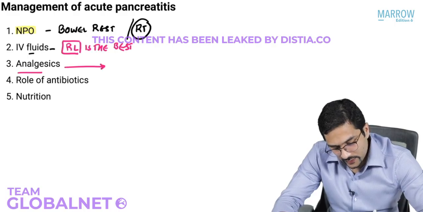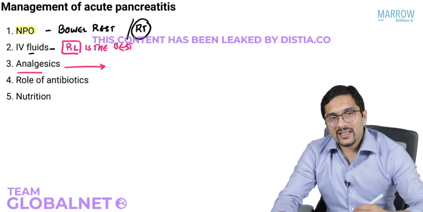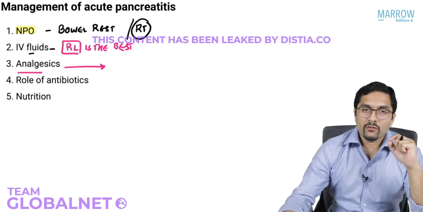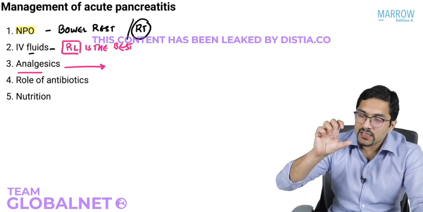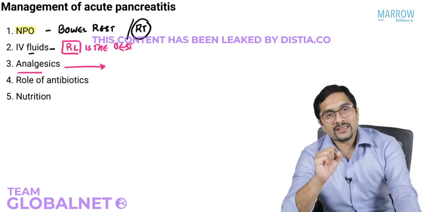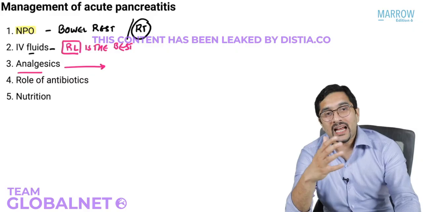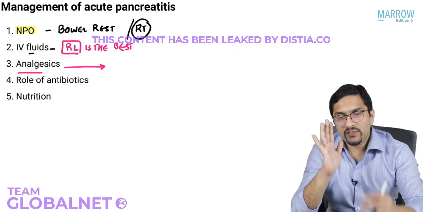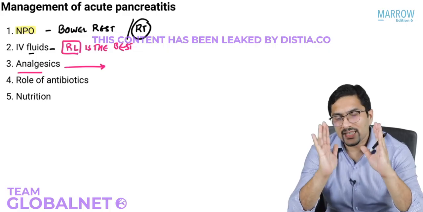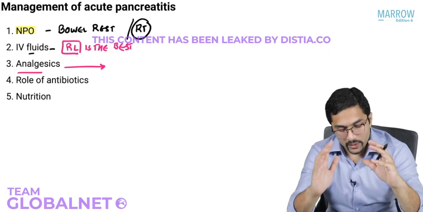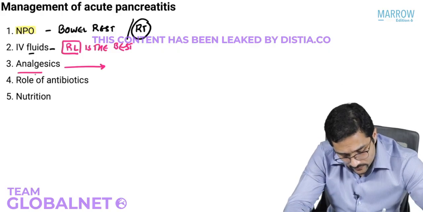Analgesics are given adequately to control the pain, and earlier it was thought that morphine should be avoided. Why were they avoiding morphine? Because morphine causes spasm of the sphincter of Oddi, and they thought that if it causes spasm, it can cause more pain and more backflow. But it has now been seen that we can even use opioid analgesics in these patients safely, so we should control the pain properly in these patients.